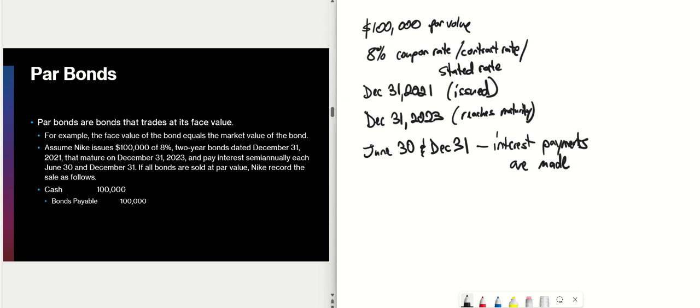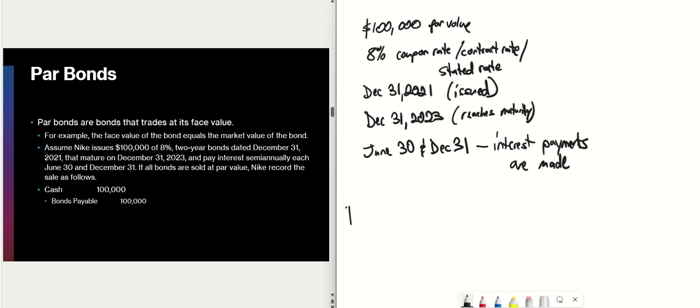So when they issue the bond, the bond is going to have on there what you see here on the screen: the par value of it, which is $100,000, and the coupon, contract, or stated rate, in this case 8%. It's going to have everything else laid out. It's going to give the dates on when the bond is issued. It's going to have the maturity date on there. And it's going to have on there what dates interest payments are going to be made. So in this case, interest payments are going to be made semi-annually.